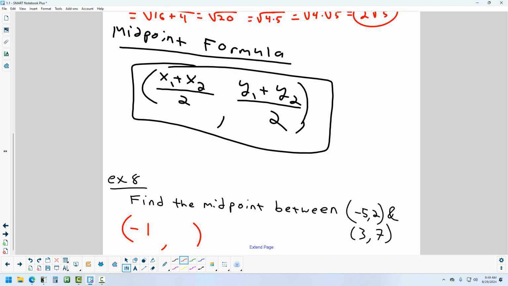And what do your y's average out to? Well, yeah, go ahead. 9 over 2. Sure, you could say 9 over 2. You could say 4.5. Either way. Yep. Okay, so midpoint formula is a little easier than distance because you never have to deal with a square root.